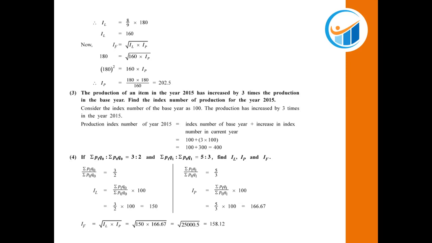So in illustration 24, in sum number 4, the necessary things are given to you, and from that we have obtained all 3 index numbers, that is Laspeyres, Paasche and Fisher, which we can very easily obtain.